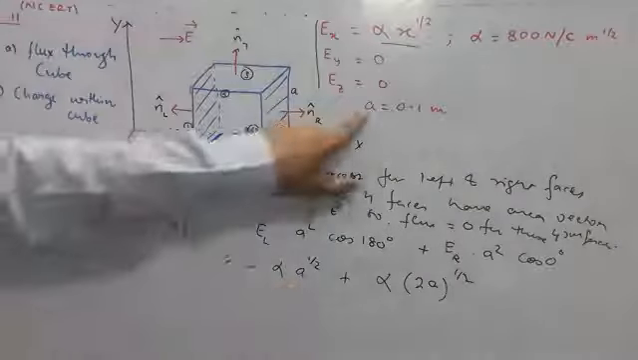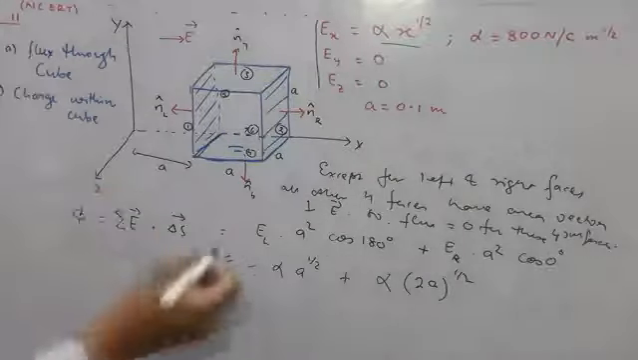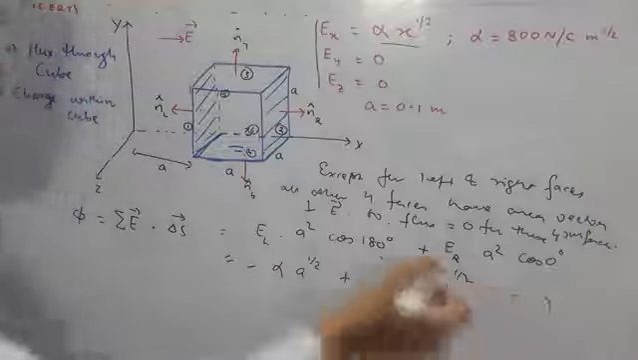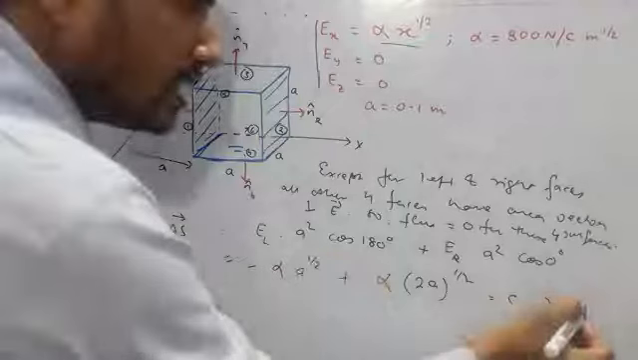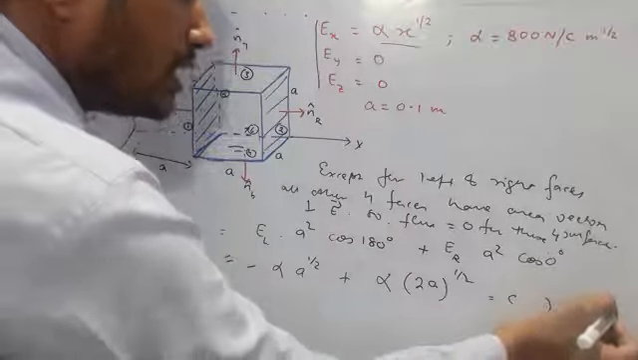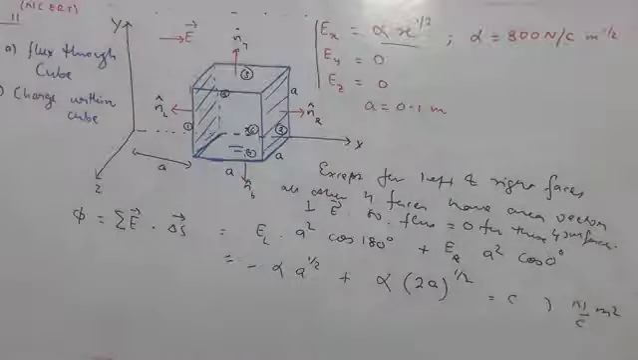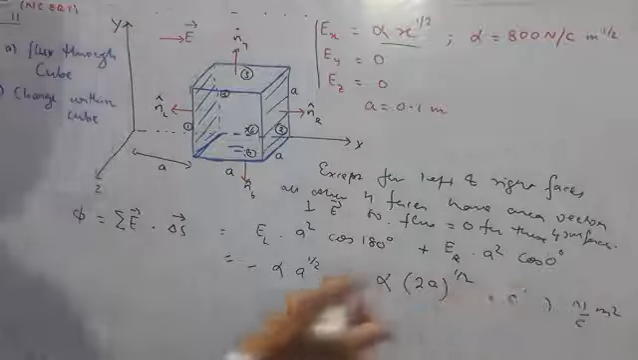Now put the values of alpha, then A, and calculate it. You will get some answer in SI system. Do you remember its unit? E into delta S. For E we write Newton per Coulomb, and for area we will write meter square. So that is the first part to this particular question. Calculation, please do it yourself.